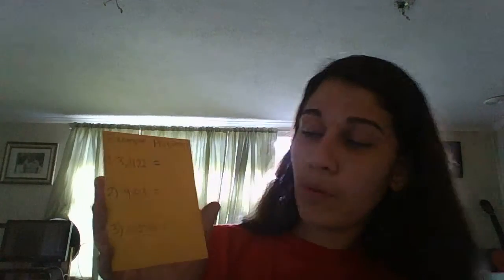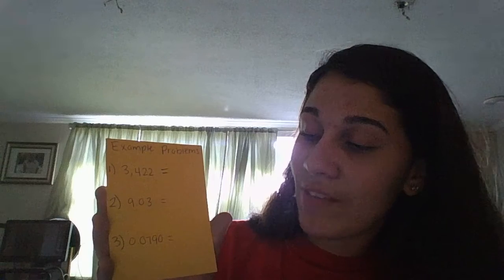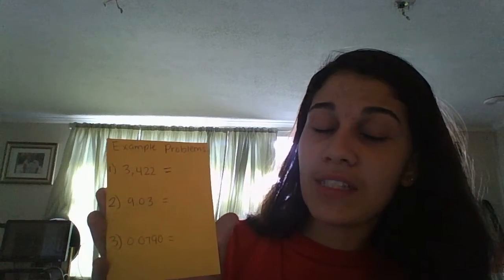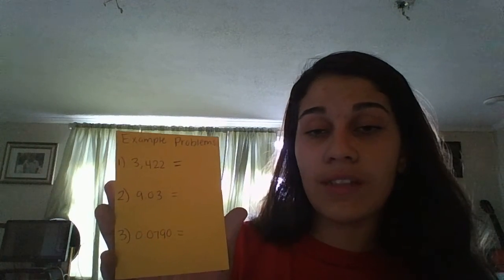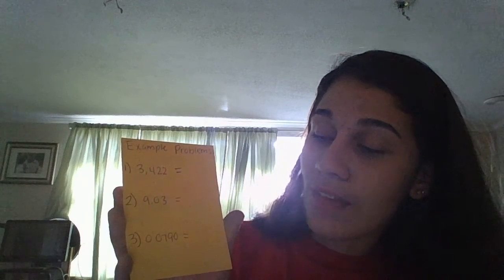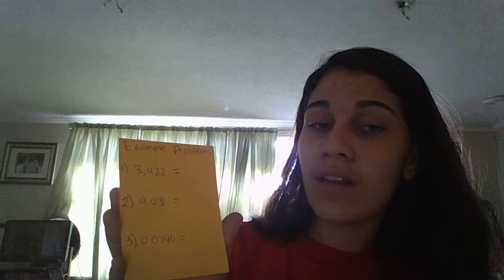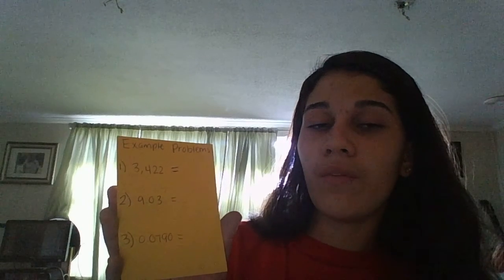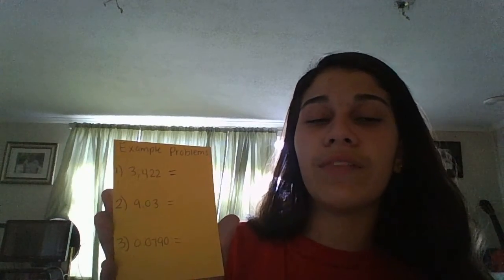The third example is 0.0790. In this equation, there are 3 sig figs as well. You count the 7 first, and then the 9 and the 0 that follow it as the sig figs.